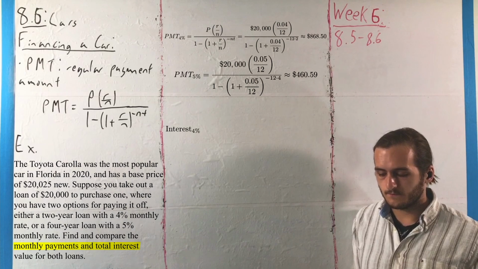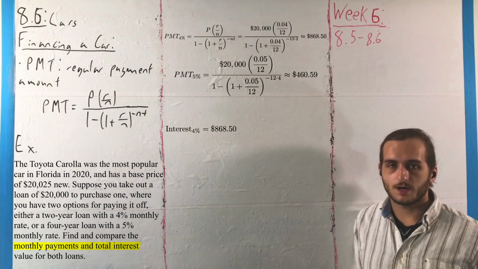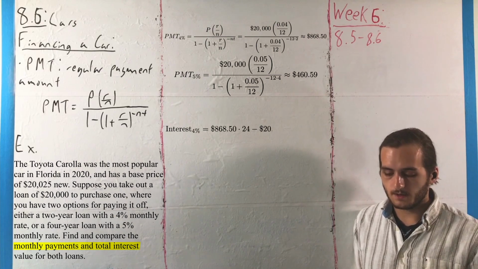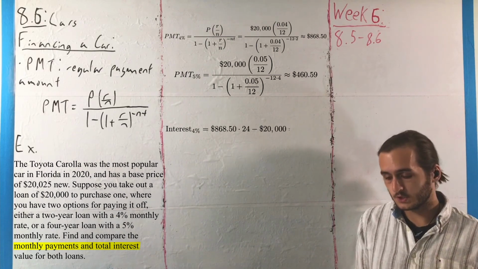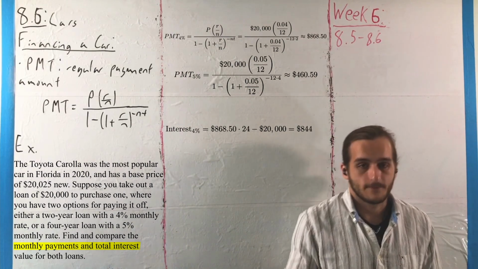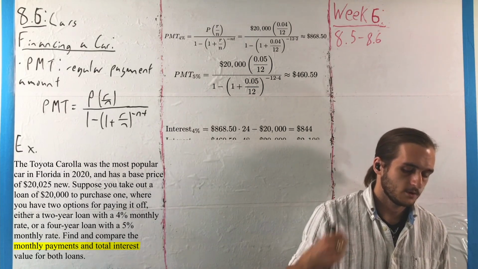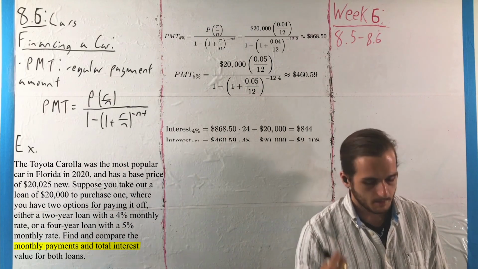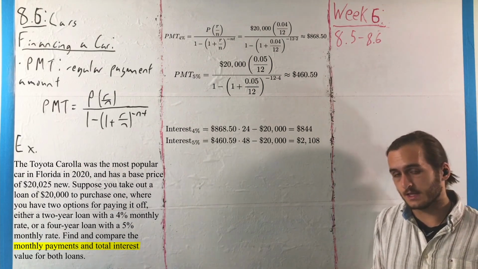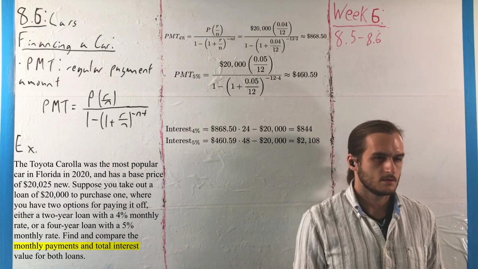And then to check our interest values in each of those cases, it's pretty simple. We take the values that we're paying per month, multiply them by the number of months that we're paying, and subtract the loan amount from the total cost. So we take $865.50, multiply that by 24, and subtract $20,000 for the 4% loan over 2 years to get an interest value of $844. Meanwhile, at 5%, we are paying over 4 years, and that ends up being $460.59 times 48 minus 20,000, which would be $2,108.32.